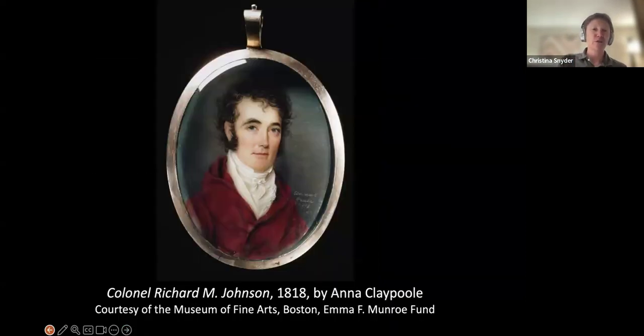There are lots of pictures of Richard Mentor Johnson. I'm including this one in particular, which is a miniature that would have been worn as a locket because this one was actually passed down to his daughter Imogene and kept in her family for generations. And some of the research that I did for this book was with that family of descendants who told me more about the material culture and the oral history of the family. And I'm happy to talk a bit more about that later.